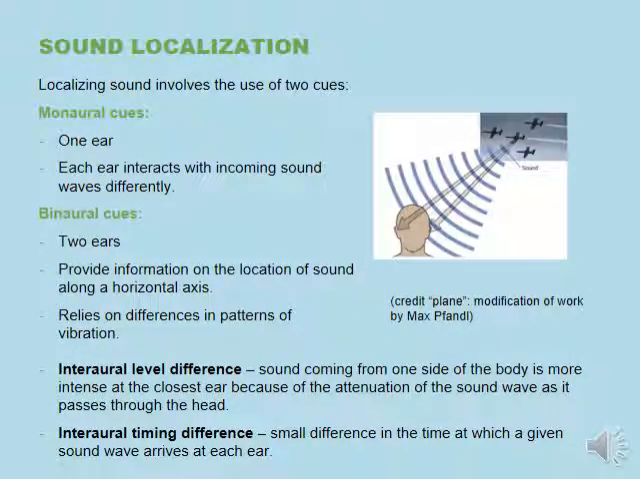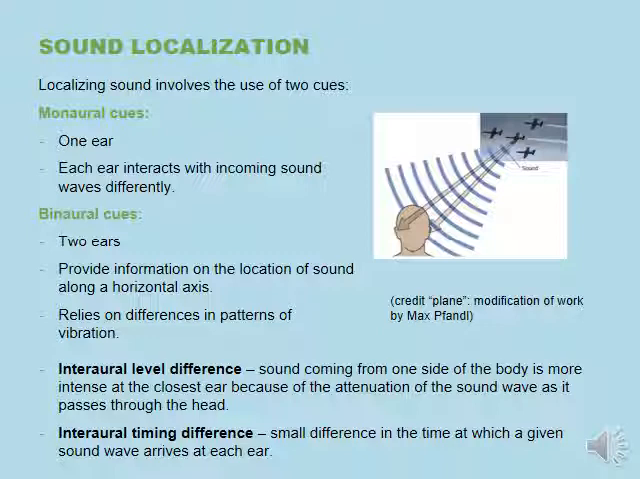So, sound localization. Localizing sound involves the use of two cues. The monaural cues, initially one ear: each ear interacts with incoming sound waves differently. And then you have the binaural cues. In other words, two ears provide information on the location of sound along a horizontal axis. This relies on differences in patterns of vibration.